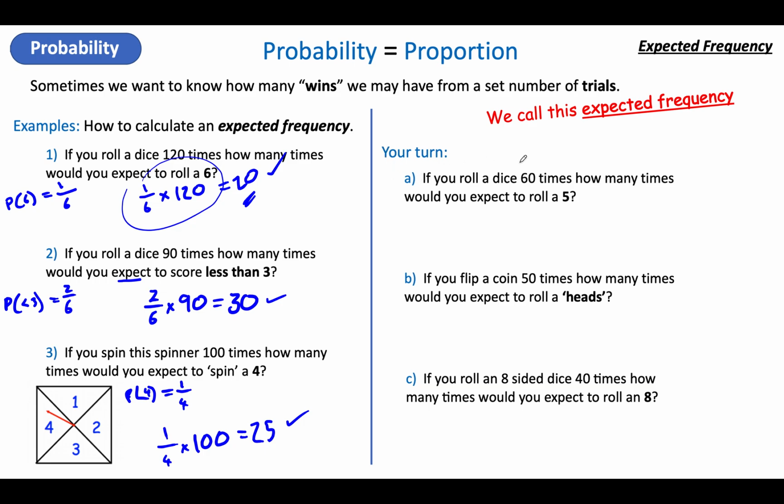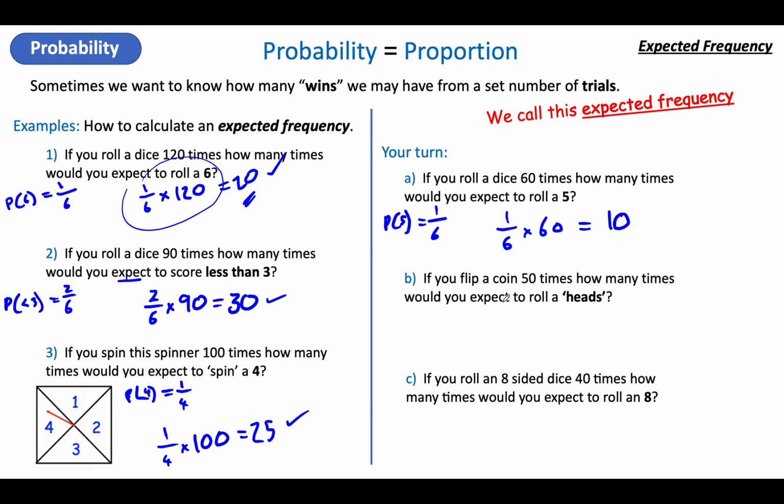If you roll a dice 60 times, how many times do you expect to roll a 5? Well, what's the probability of a 5? It's 1 in 6, because there's one 5 on a dice out of 6 numbers. So that's the proportion of times I would expect to get a 5, and that's 10. 1/6 of 60 is 10.